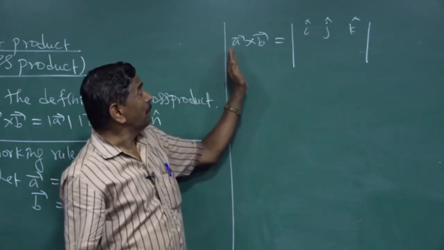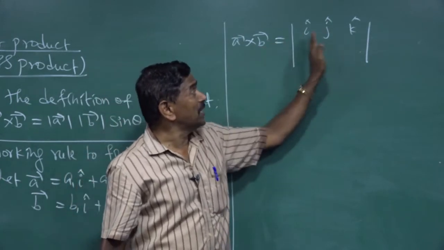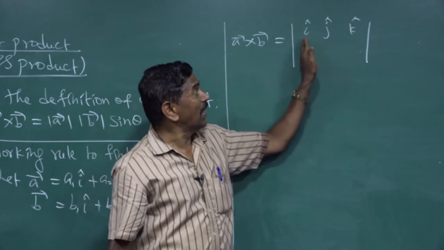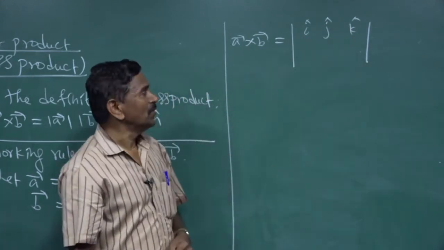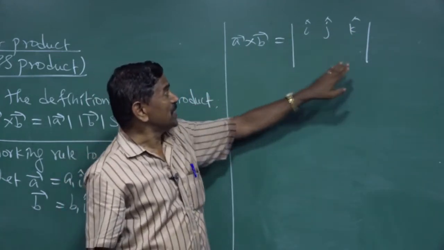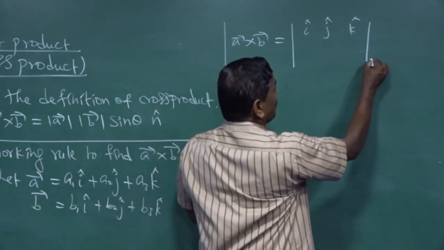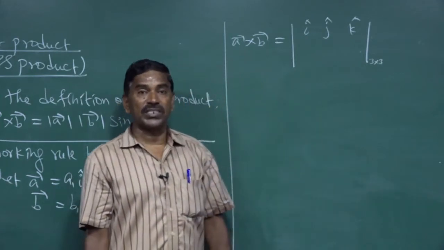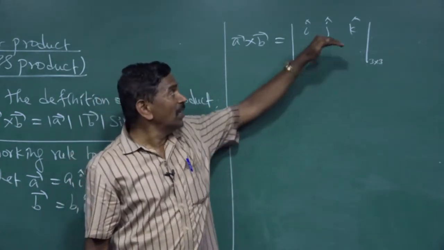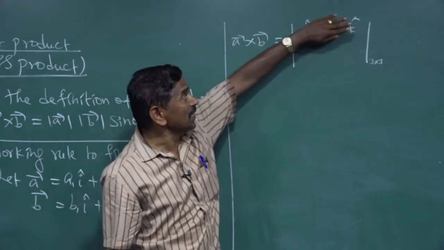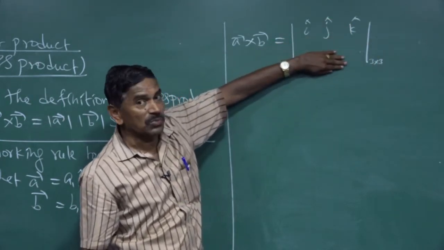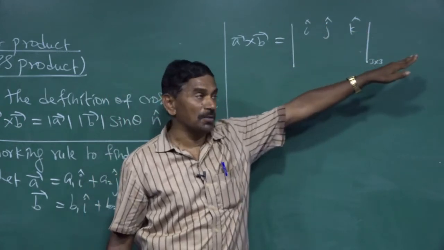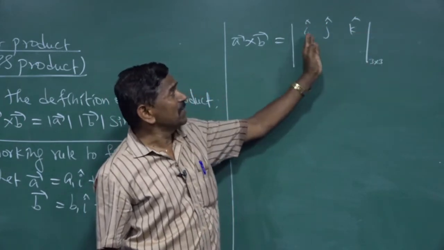For example, B vector cross C vector equals determinant ijk, C vector cross A vector is equal to determinant ijk, likewise. The first row is fixed, and it is a 3 by 3 determinant. What does 3 by 3 mean? 3 rows and 3 columns: first row, second row, third row, and first column, second column, third column. First row fixed always, ijk.